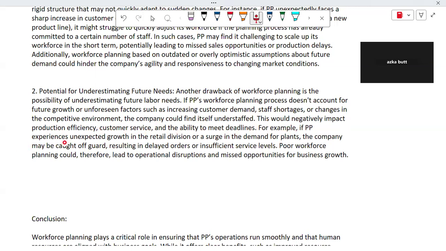For example, if PP experiences unexpected growth in the retail division or a surge in demand for plants, the company may be caught off guard, resulting in delayed orders or insufficient service levels. So poor workforce planning could therefore lead to operational disruptions and missed opportunities for business growth.